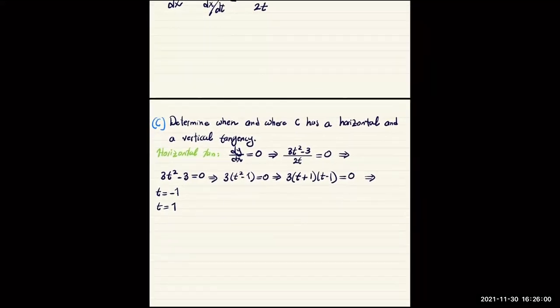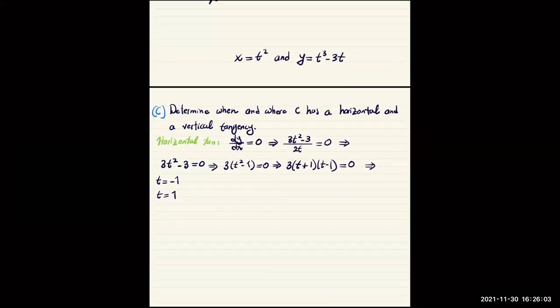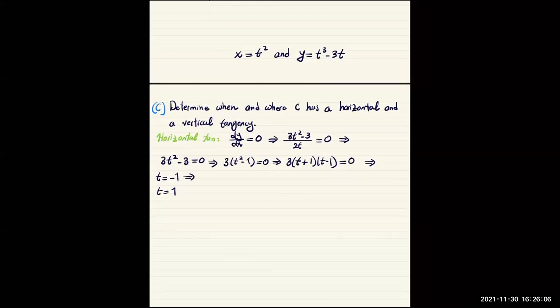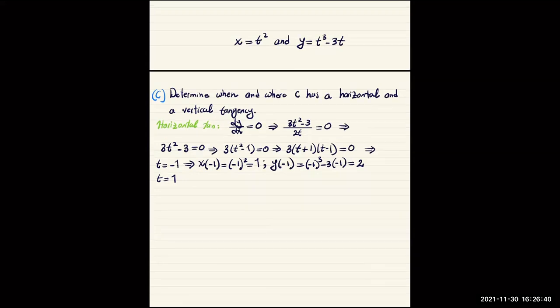And we want to substitute in those t values to get x and y. So here x at -1 is equal to -1 squared, which is 1, and y at -1 is -1 cubed minus 3 times -1, which gives us 2. Okay, so when t is -1, at (1, 2), there is going to be a horizontal tangency.